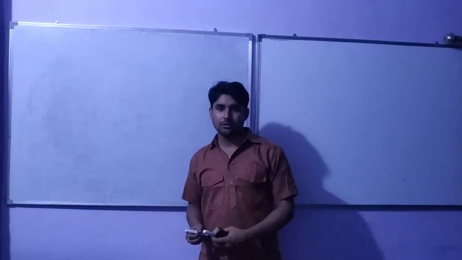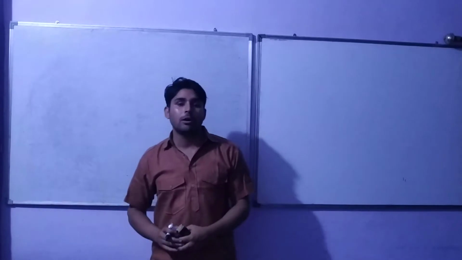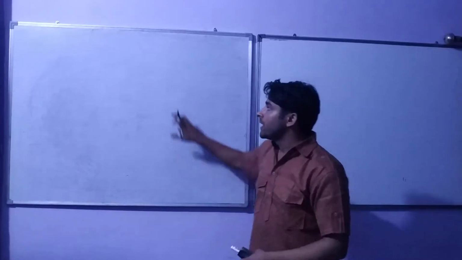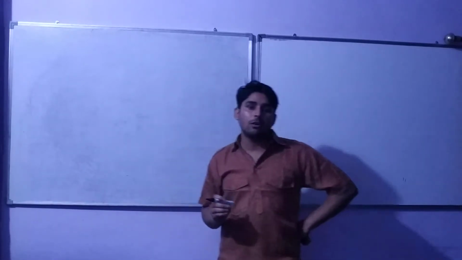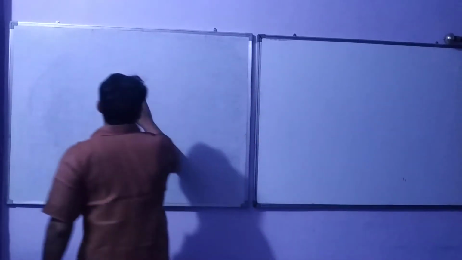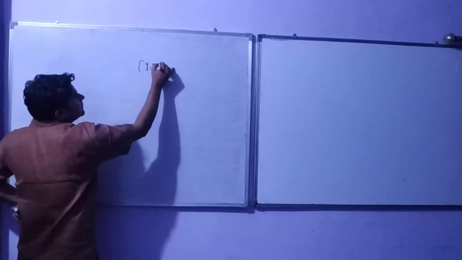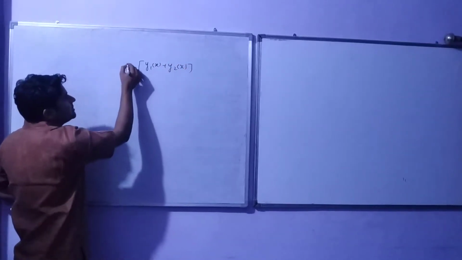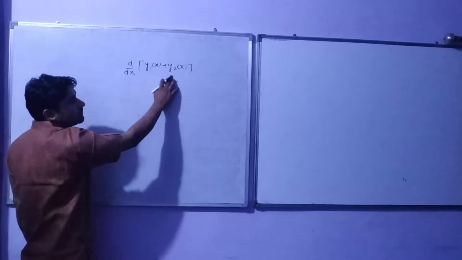Good evening students. We explained last time the rules of how we can differentiate, and the formula was very basic. Some of the other things that I am going to explain is how to differentiate a function which is the function of two other functions. Just suppose we are having a function y1(x) plus y2(x), and this function is to be differentiated with respect to x. Then we will write it like this: dy/dx of y1(x) plus y2(x).